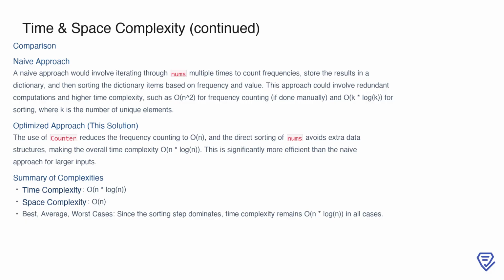Summarizing the complexities, the time complexity is n log n due to the sorting step, while the space complexity is n, as it accounts for the storage of the frequency data and auxiliary sorting space. These remain consistent across best, average, and worst cases since sorting dominates the overall complexity.